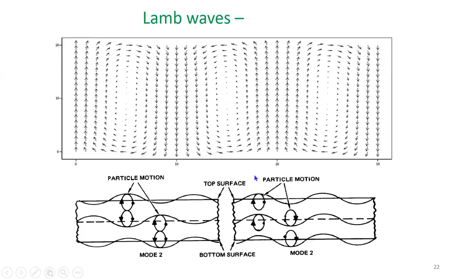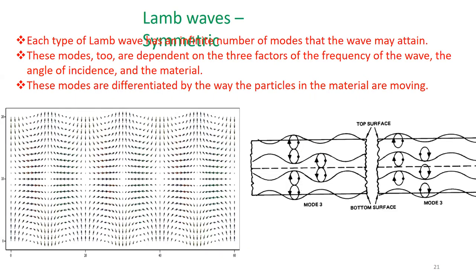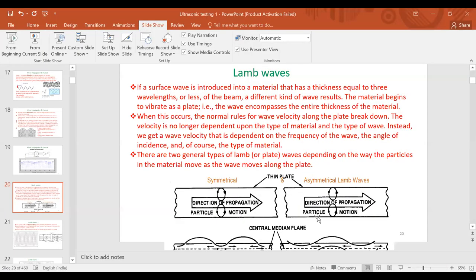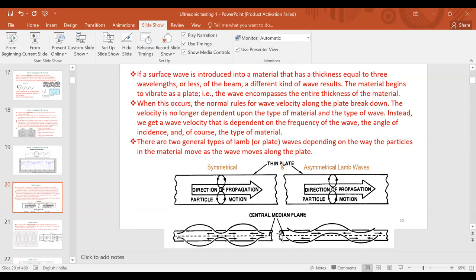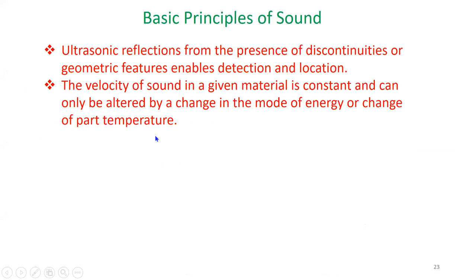Ultrasonic reflection, the particle motion in two different types: symmetrical and asymmetrical. So these are symmetrical, these are asymmetrical. Ultrasonic reflection from the presence of discontinuities or geometries enables detection and location.